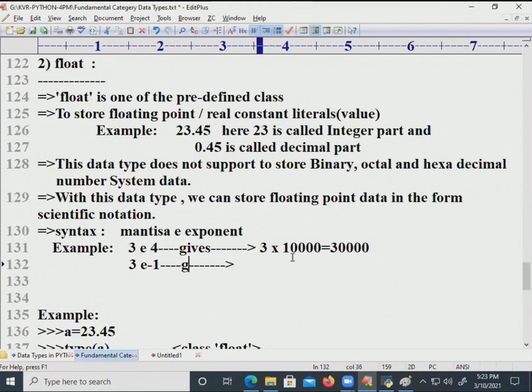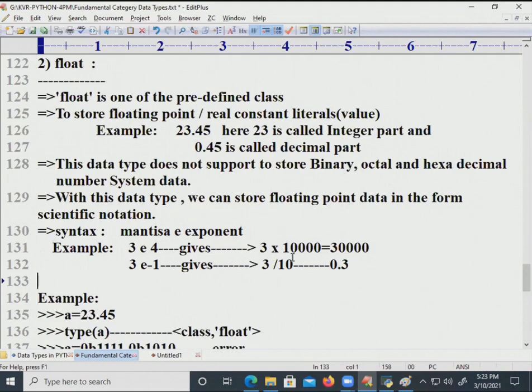Next term, this also you write down. 3 into 10 to the power of minus 1. 10 to the power of minus 1 is nothing but 3 by 10, which is 0.3. That you have already observed. So the main intention of this example is that scientific notation can also be represented with the floating point data type. That's the main story here.